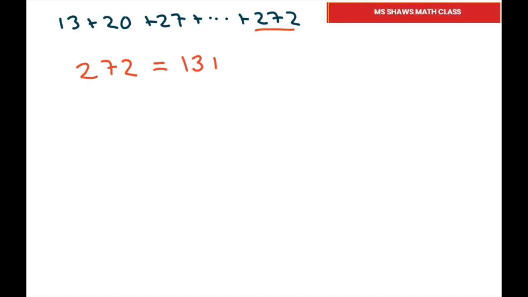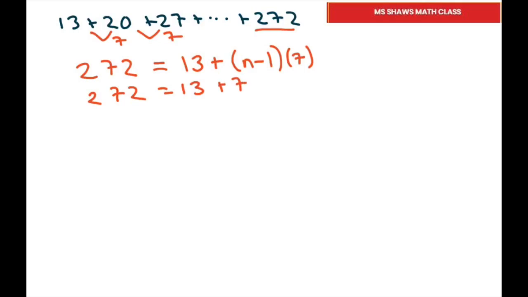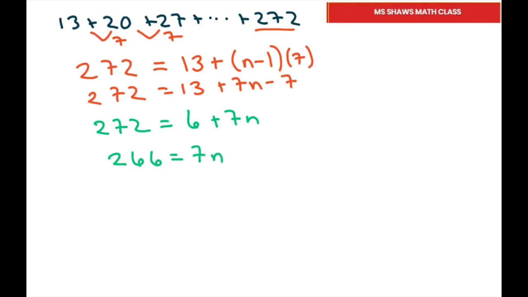So we have 13 plus n minus 1. Remember, we're solving for our n here. Our common difference here is 7, because we keep adding 7. So you get 272 equals 13 plus 7n minus 7. So this is 272 equals 13 minus 7 is 6 plus 7n. So you subtract 6 from both sides, and you get 266 equals 7n. Divide that by 7, and you get 38 equals n.